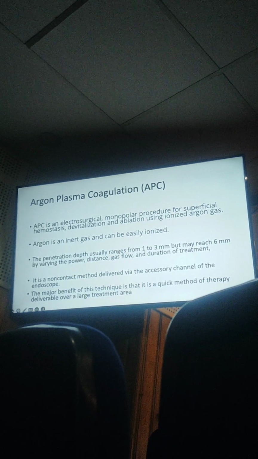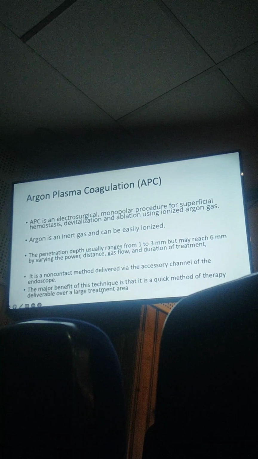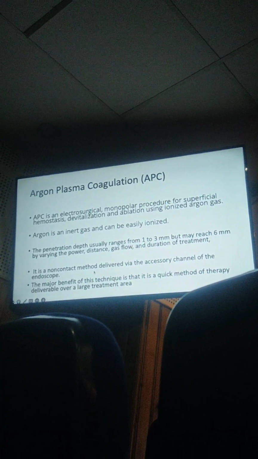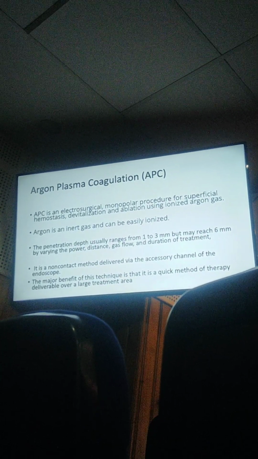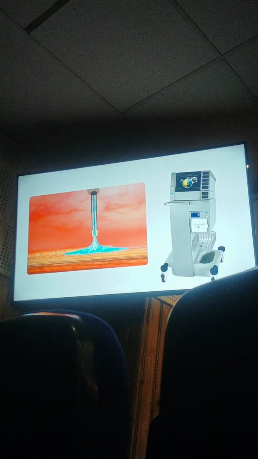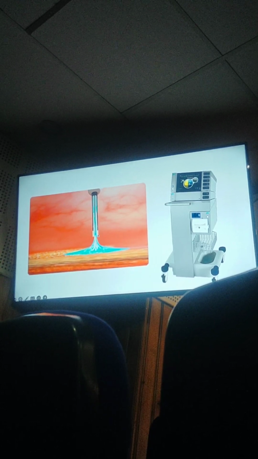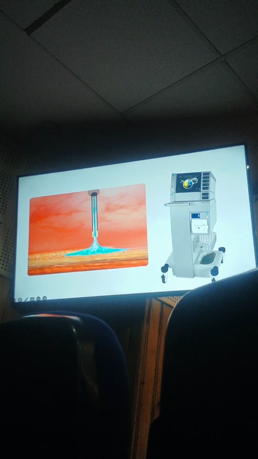The major benefit of this technique is that it is a quick method of therapy delivered over a large area of treatment. It is a non-contact method delivered via accessory channels in endoscopy, and even in open surgery or laparoscopic surgery we have its probe. So this is the tower or machine or unit, and this is the non-contact technique. The current is flowing through the argon gas, so there is only an effect in the superficial area. Thank you. This is in brief regarding electrical energy.